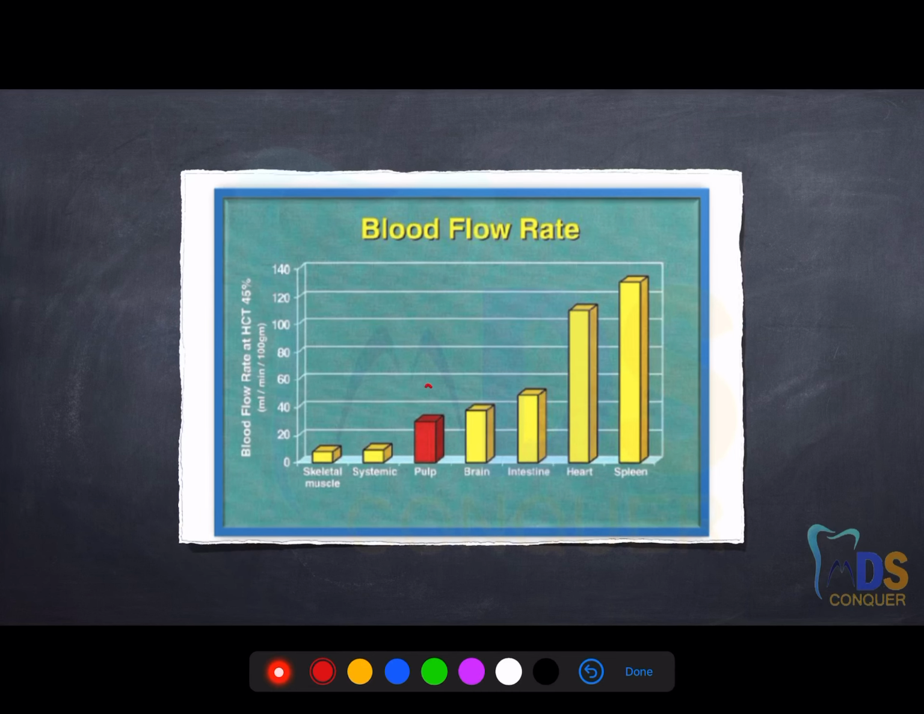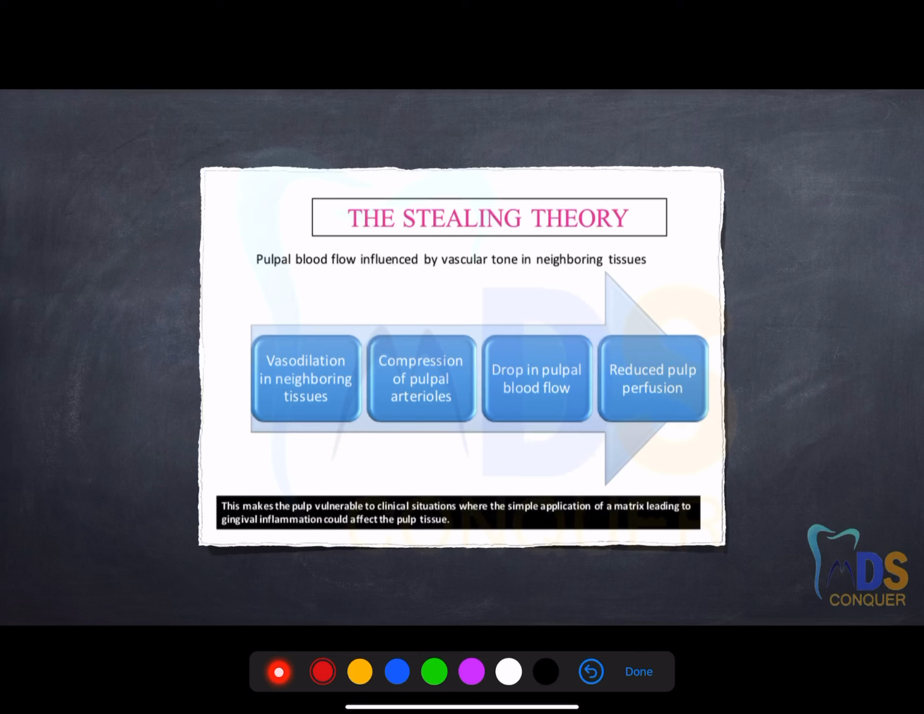So these are the blood pressure values. See where the pulp stands. They can give a sequence-based question on this. Basically, pulpal pressure is influenced by the vascular tone in the neighboring tissues, because how the neighboring tissues react determines the dynamics of blood variations in the pulp. And this is the theory that explains that. Don't go very deep into the theory, but do make a note.